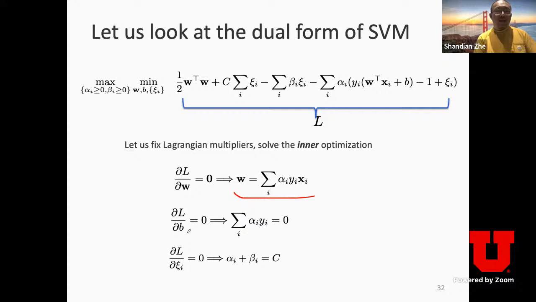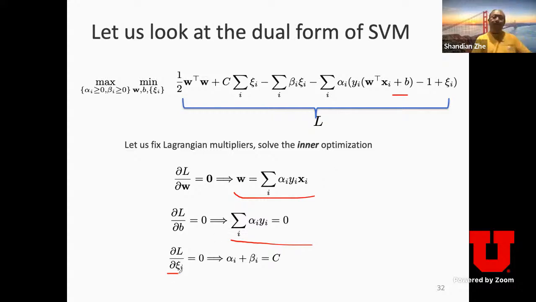Solving the gradient with respect to B being 0, you get an equality, which says the summation of all alpha i's times y i equals 0. Why do you get this? Because the B term is actually a linear term, right? If you take the gradient with respect to B, the B disappears. That basically means you want the total coefficient for B to be 0, which gives you this.